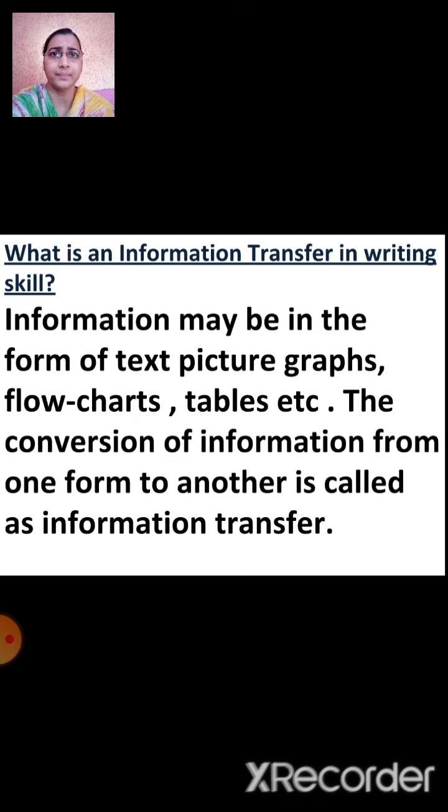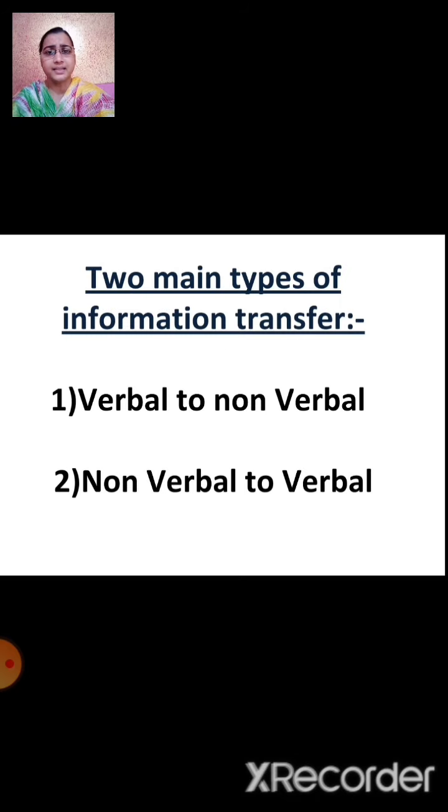It's easy. So now, let us start with two main types of information transfer. The two main types of information transfer are verbal to non-verbal and non-verbal to verbal. In this session, we will concentrate on non-verbal to verbal. But before that, we will quickly recollect verbal to non-verbal, which we had already done in an earlier session.